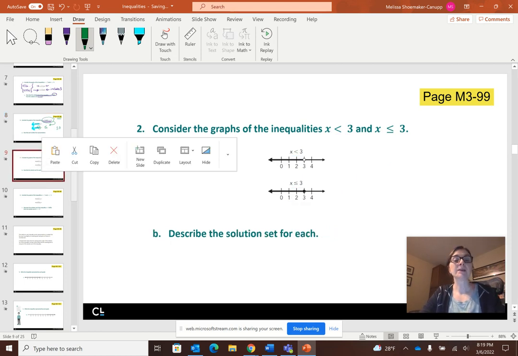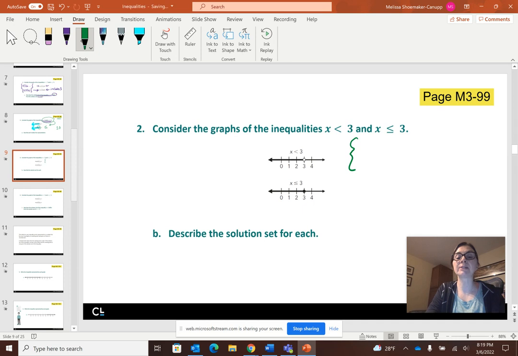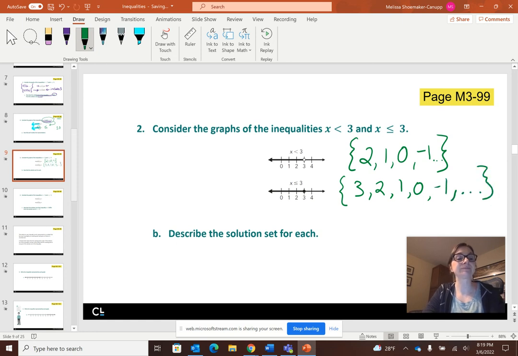Okay, same kind of thing, describing the solution set. What numbers do they include? So remember when I made those brackets, this would be 2, 1, 0, dot, dot, dot. This one would be 3, 2, 1, 0, -1, dot, dot, dot, forever and ever and ever.